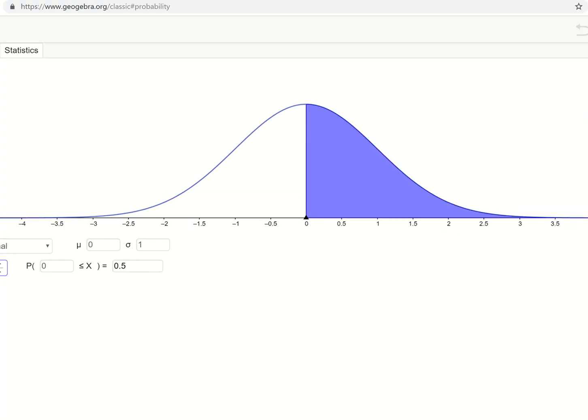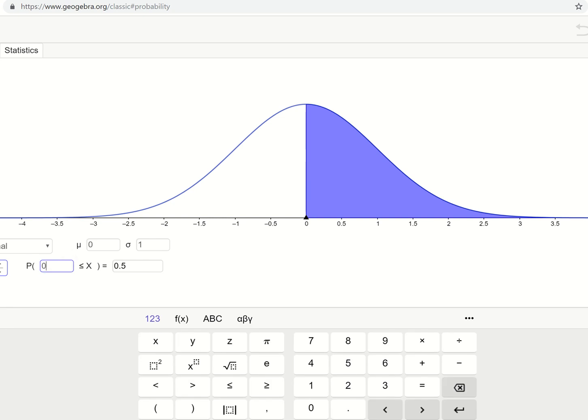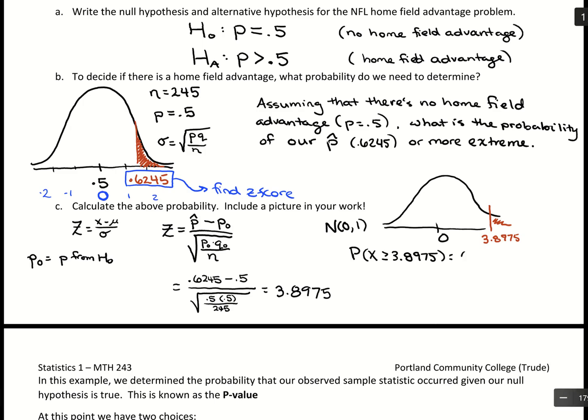And we're looking for an area to the right, and we want to type in our value 3.8975 and enter, and that's given us a big old 0 out. So our probability is very close to 0. Which, interpreting that, is telling us that there was pretty much a 0% chance of seeing our sample statistic.